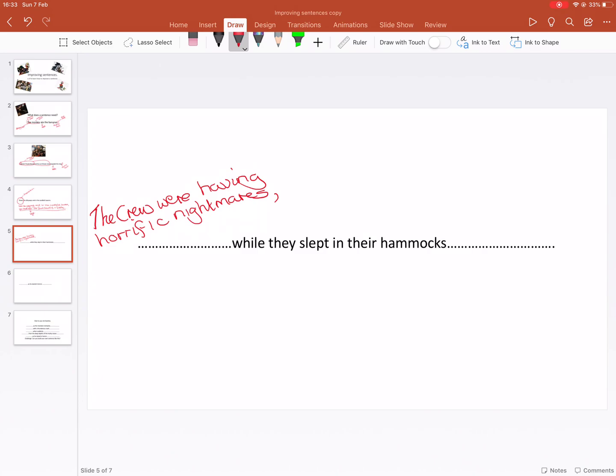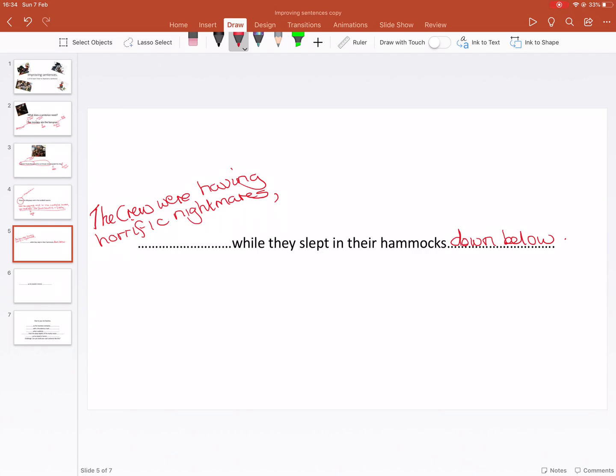Well, where are they sleeping? I've put quite a bit at the beginning, so I'm just going to put a little bit at the end here. So the crew were having horrific nightmares while they slept in their hammocks, down below. Full stop. The crew were having horrific nightmares while they slept in their hammocks down below.